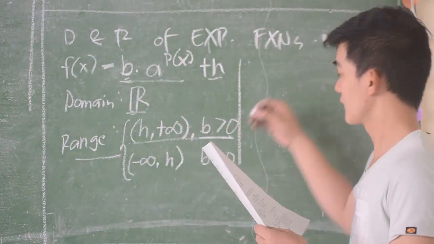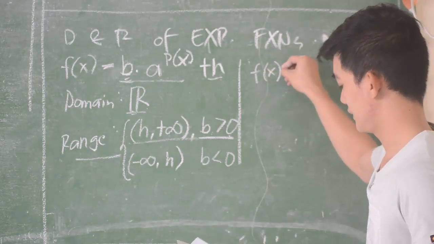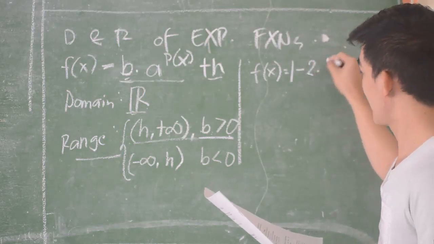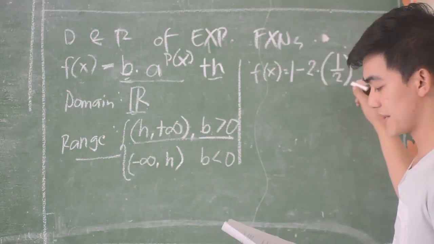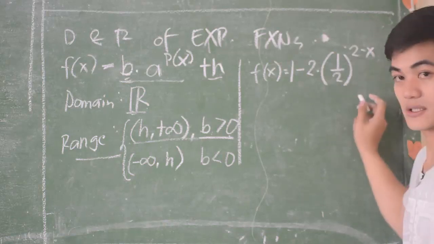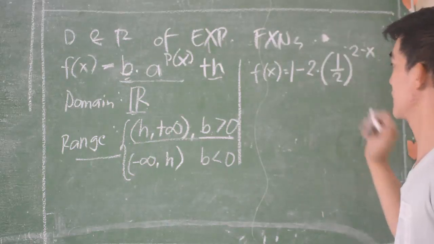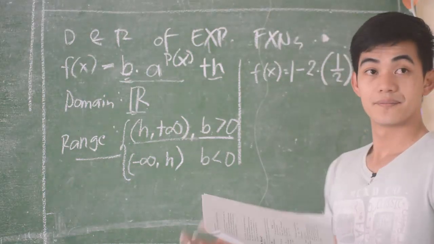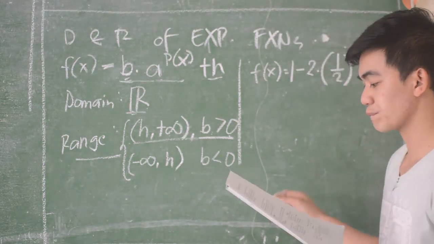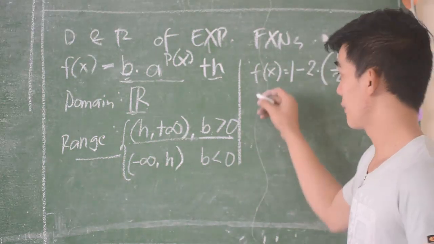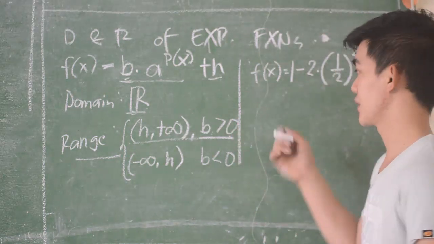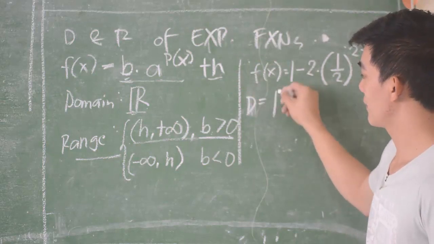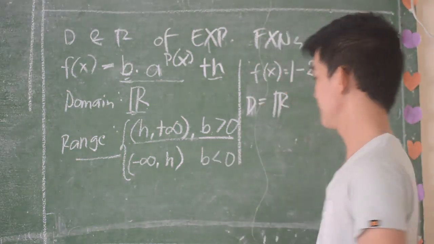Let's have this on the second one. F of x is equal to 1 minus 2 times 1/2 raised to 2 minus x. Kita ba? I think so. Kita naman siguro na. Yung number 2, yung problem dito. Sa inyong module, page 5. Okay, again, since walang restriction sa ating domain, later on, ipapakita natin paano kung may restriction sa domain, no?